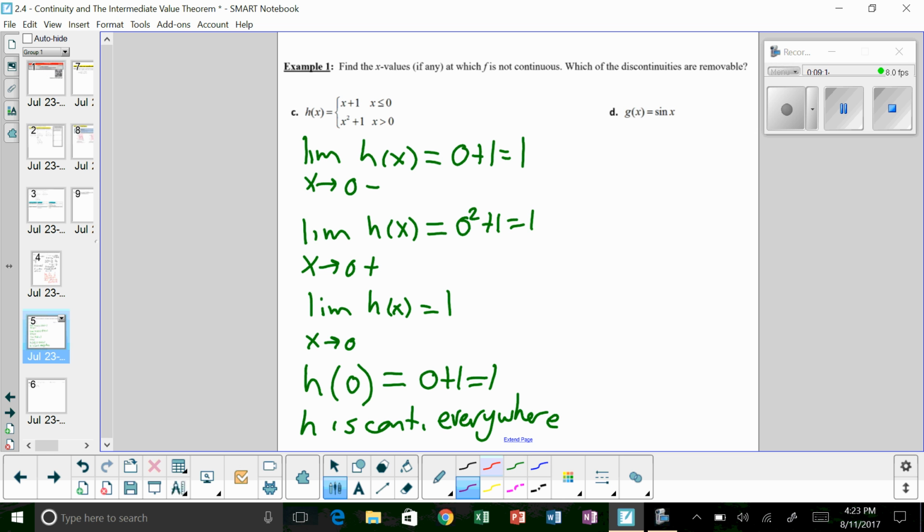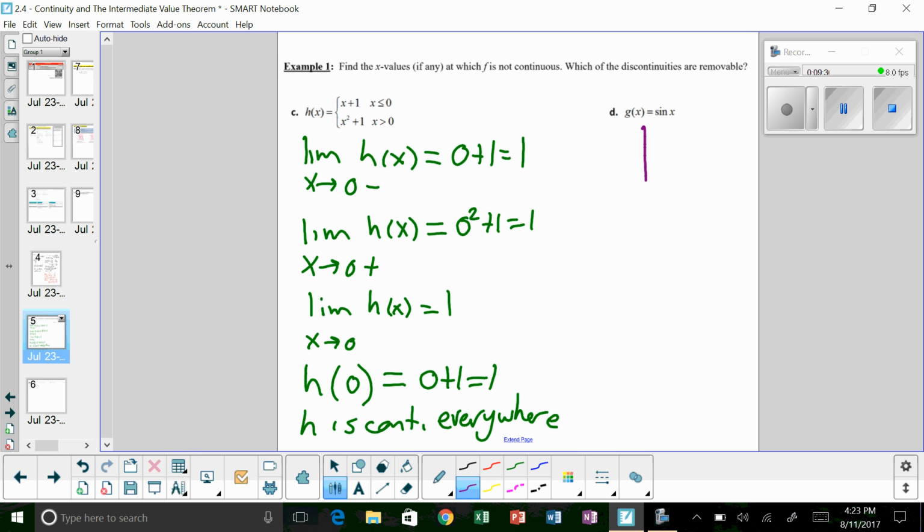In our next example, example 1 part D, we're looking at the function g of x equals sine x. Now, there's not immediately any obvious x values that we need to examine. There's no division, so we can't have division by 0. There's not a piecewise function, so there's not a joint between the pieces that we need to check. We just have the sine function.